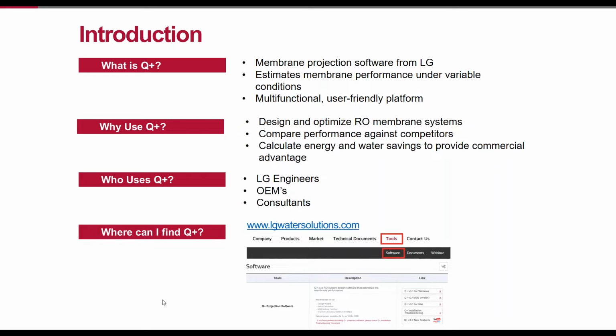You can find the software on our webpage, www.lgwatersolutions.com. If you go to tools, you will find the software option with the last version, and you can also find a QPlus installation troubleshooting guide. If you have any problem, you can check that file to try to solve it. If you can't, you have a contact person to write to in case you have problems with the installation or with the software.